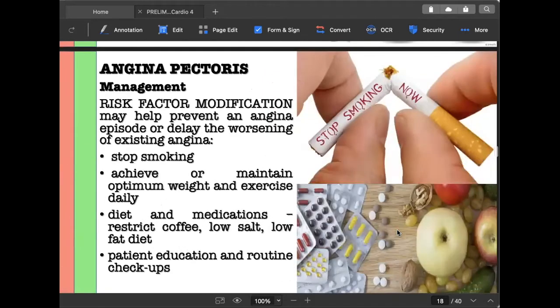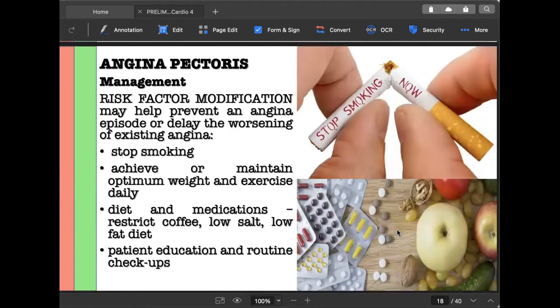Another thing that we can do, in order for us not to be at risk of this kind of disease, is to stop smoking. And of course, to achieve or maintain optimum weight and exercise daily, we should know our normal BMI and we should always attain that. Diet and medication: restrict coffee, low salt, low fat diet, patient education, and routine checkups. Now, here smoking, it's because it can actually build up the plaques inside our arteries.